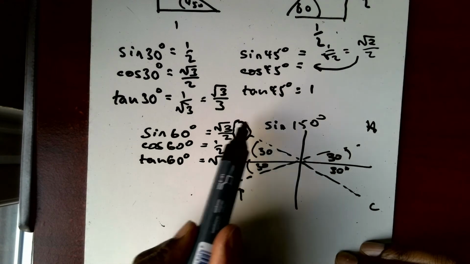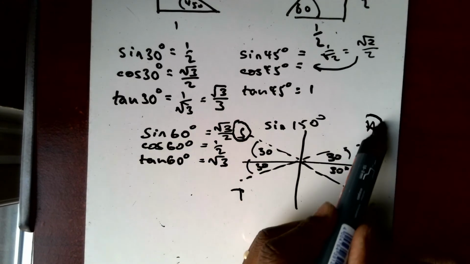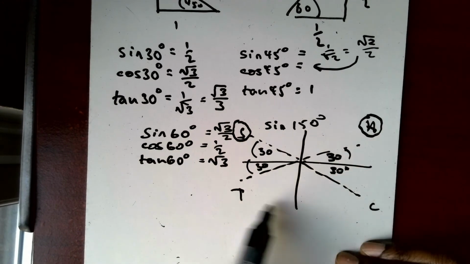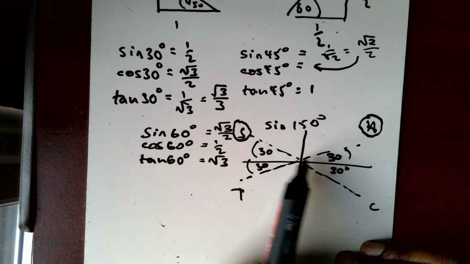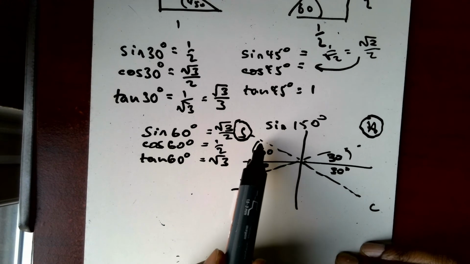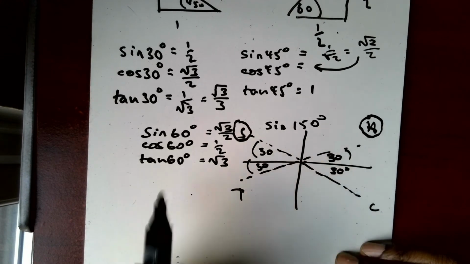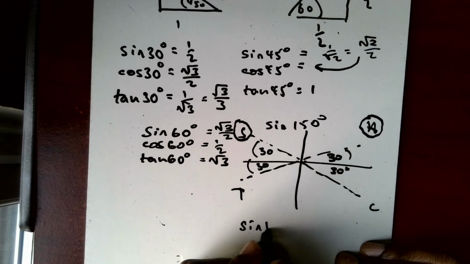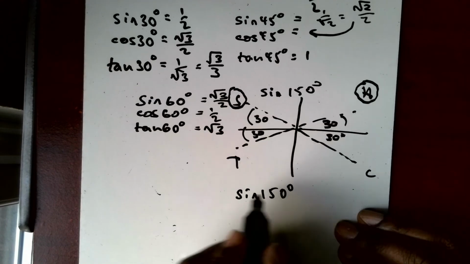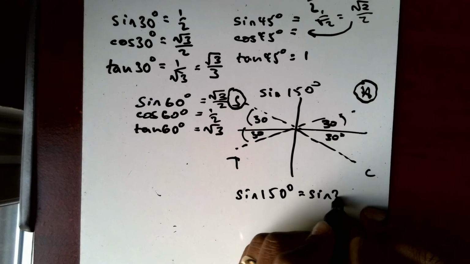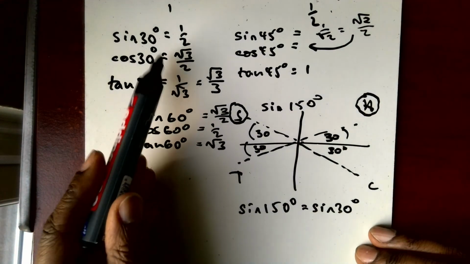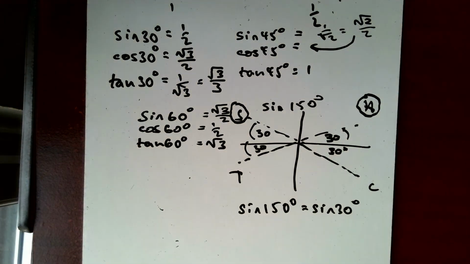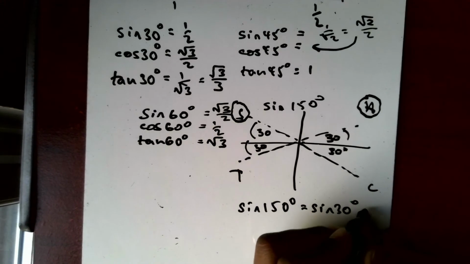Where else is sine positive? It's only positive over here. It would be negative below the axis over here. So if I want to find the exact value of sine 150, well, according to my diagram, sine 150 is the same as sine 30. Right, okay, so sine 30 is a half, so that means that sine 150 is a half.